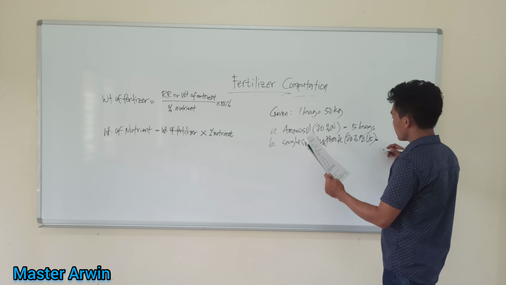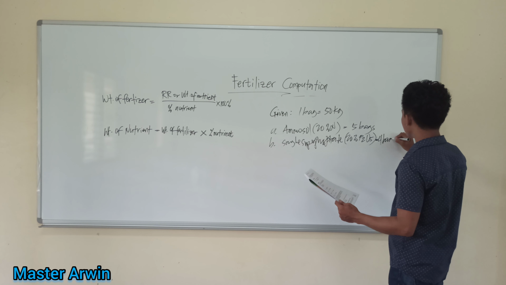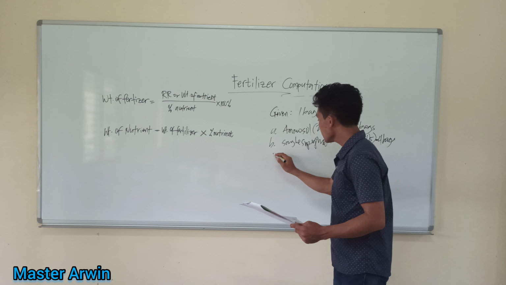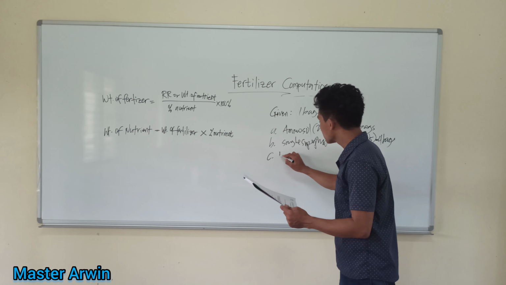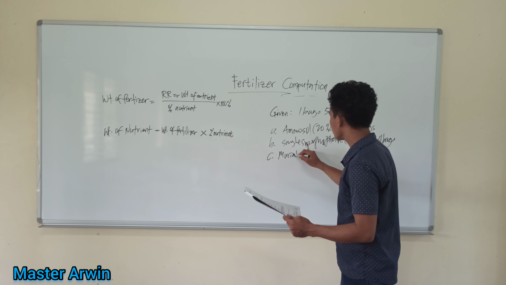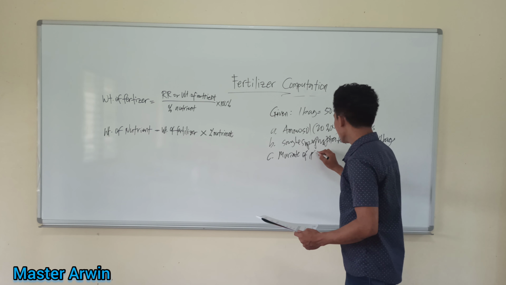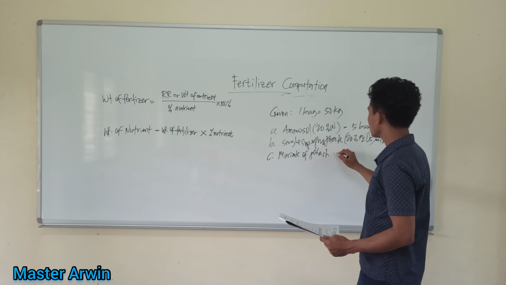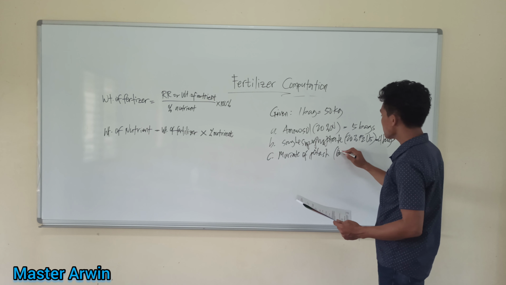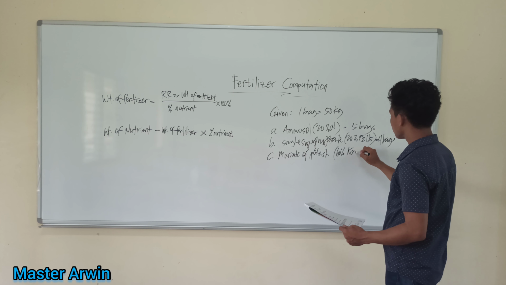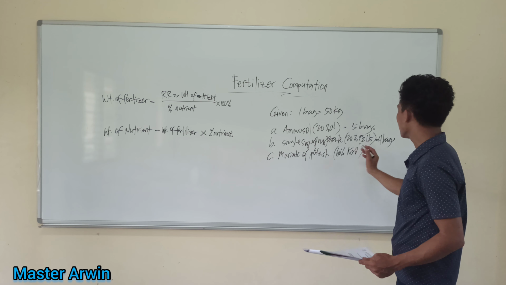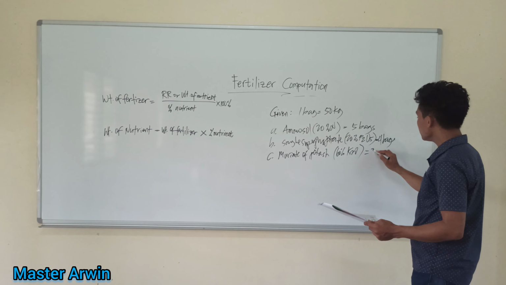And 4 bags. Then C, we have this muriate of potash, which has 60% potassium. And having 3 bags.